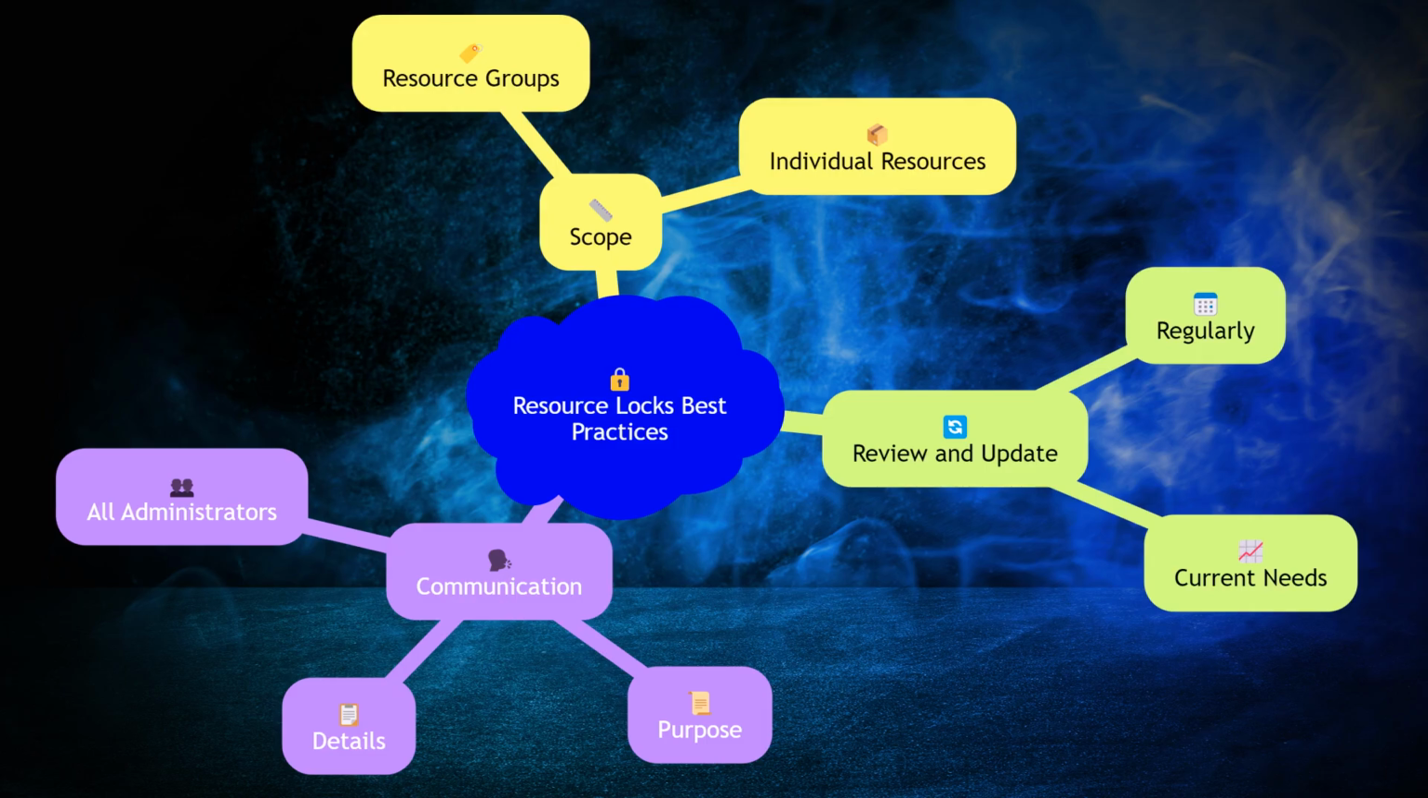When configuring resource locks, it's important to follow best practices to maximize their effectiveness. This includes applying locks at the appropriate scope, such as resource groups or individual resources, and regularly reviewing and updating locks to ensure they meet your current needs. Additionally, it's crucial to communicate the purpose and details of resource locks to all administrators to avoid confusion and ensure proper usage.